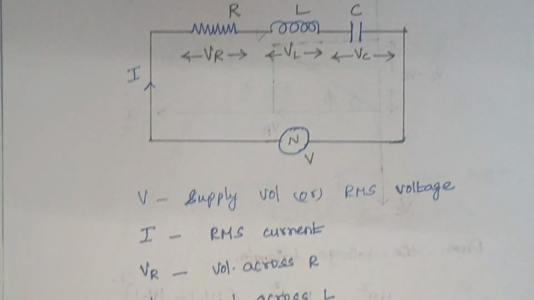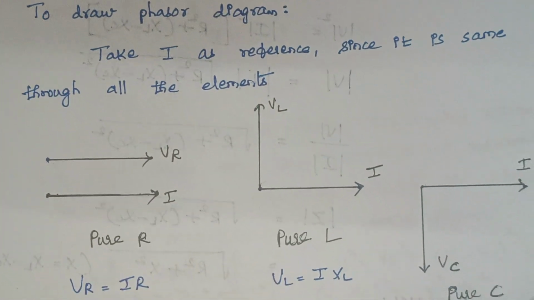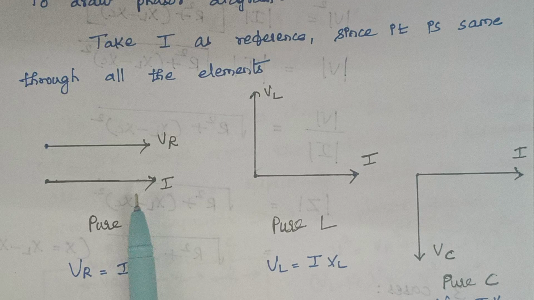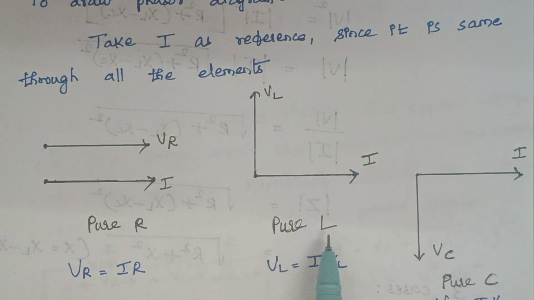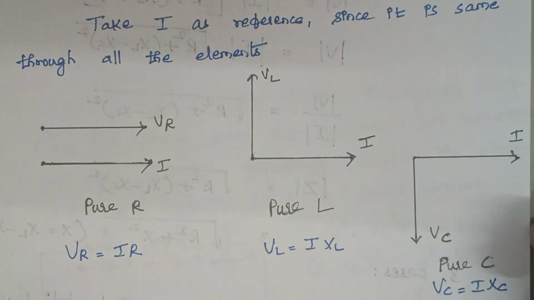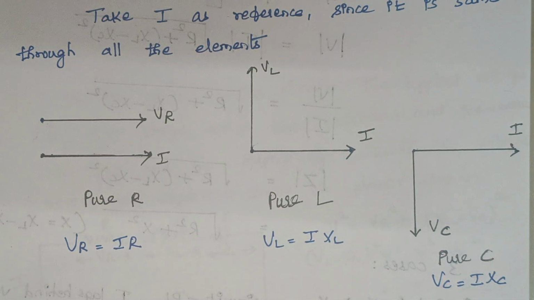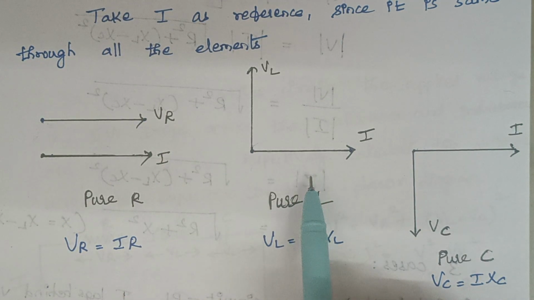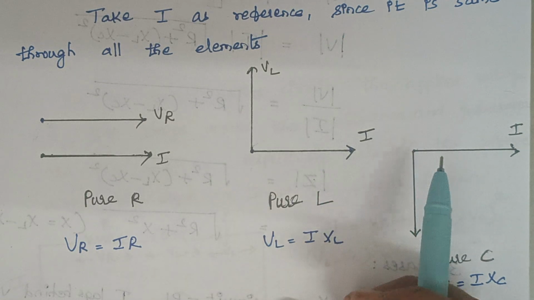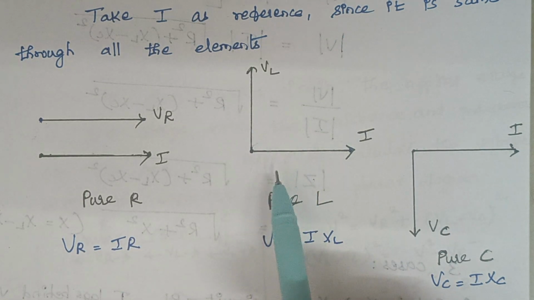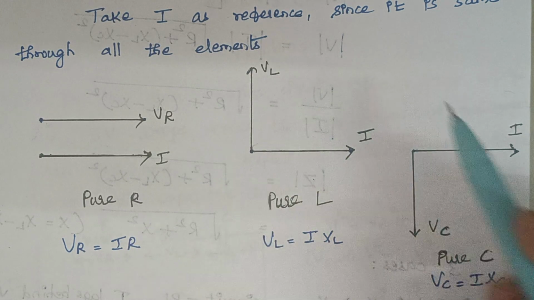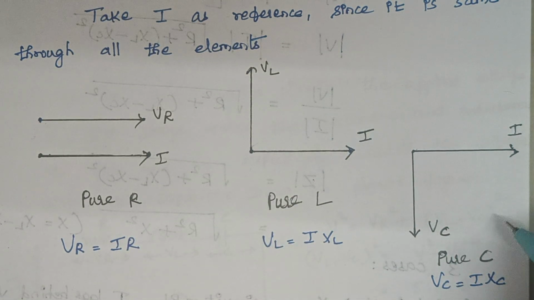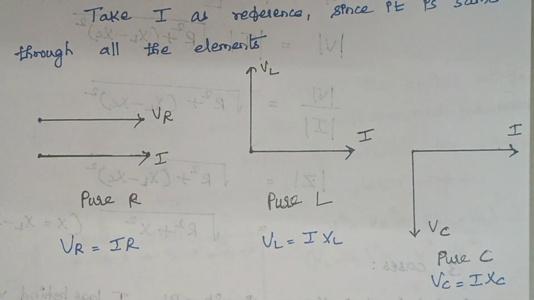So as we all know, this is a resistor, this is an inductor and this is a capacitor, right? So this is a pure resistor circuit, therefore voltage and current are in phase. So here this is a pure inductive circuit. Therefore what happens? The current lags the voltage by 90 degrees. Here it is a pure capacitive circuit. So here what happens? The current leads the voltage by 90 degrees.